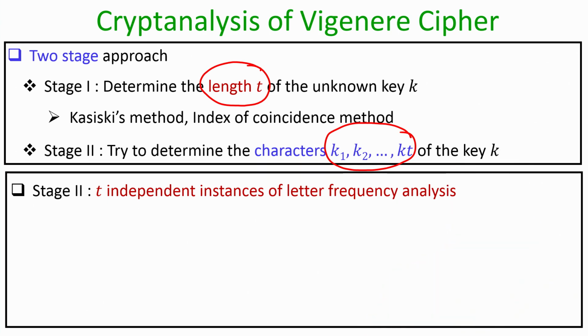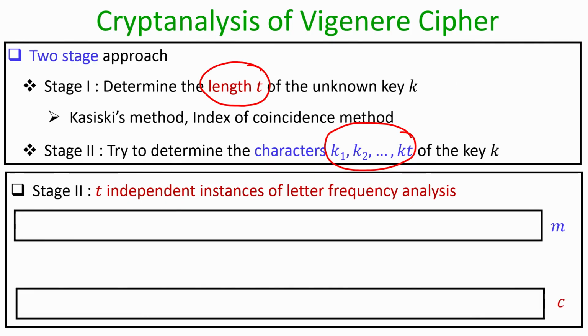The idea here will be to run t independent instances of frequency analysis. What I mean by that is, imagine the adversary got the ciphertext, because we are assuming we are in the ciphertext only attack model, and its goal is to find out the unknown plain text.